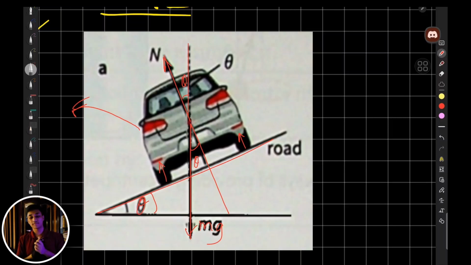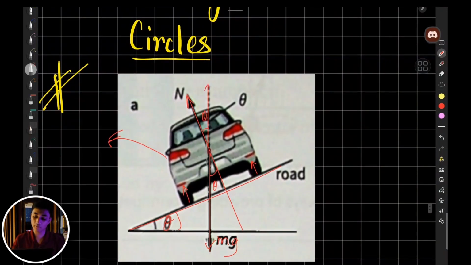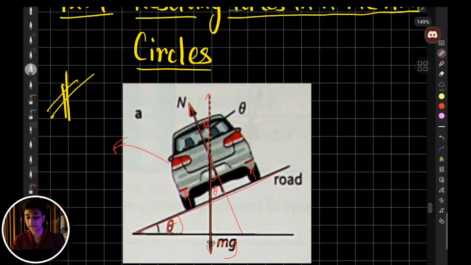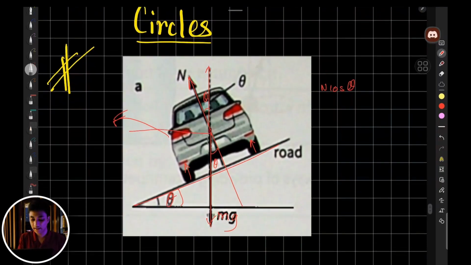Now from this we can find out the components of the normal reaction force. There will be one component which is upwards. It's going to be N cos theta. And the other component is going to be exactly leftwards or towards the center.